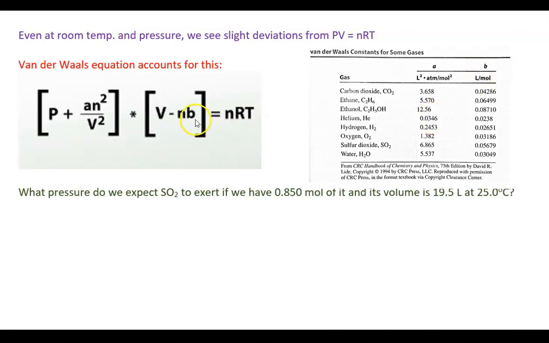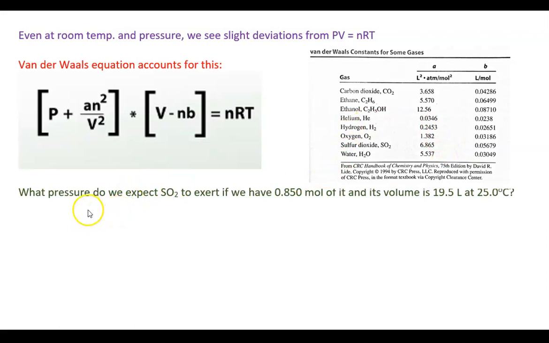Now the b value corresponds to the volumes of the particles, and it doesn't equal the volumes of the particles, it just corresponds to them. So particles that tend to take up more space will have a larger value for b. And it's a bit more complicated than that, which is why you don't see a direct relationship between molar mass and b values, but that's the gist of it.